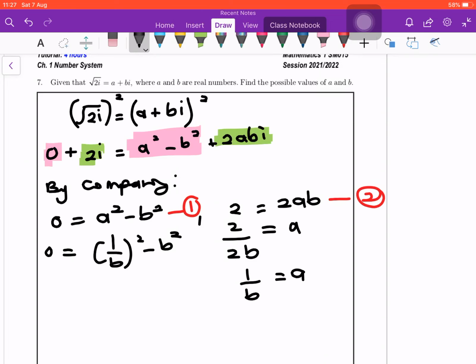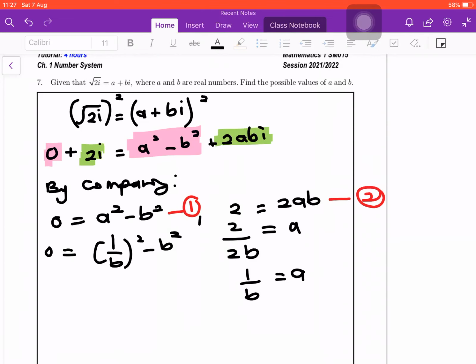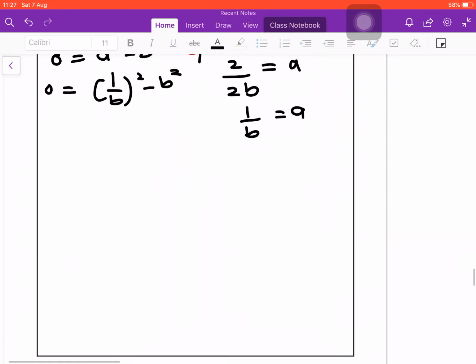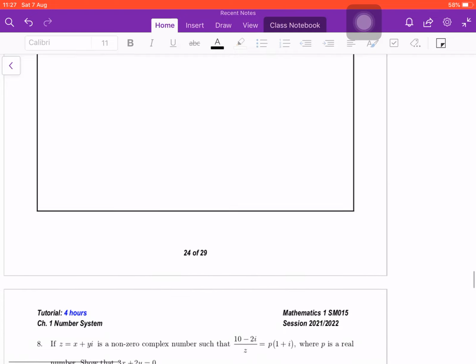So, nanti boleh tak share dengan saya apa jawapan yang you all dapat untuk soalan nombor 7. Okay, you can share your answers dekat comments below. Okay, dapat apa nilai A, apa nilai B yang you all dapat. Okay. Alright, so proceed to the next questions. The next questions we are going to discuss on question number 8.